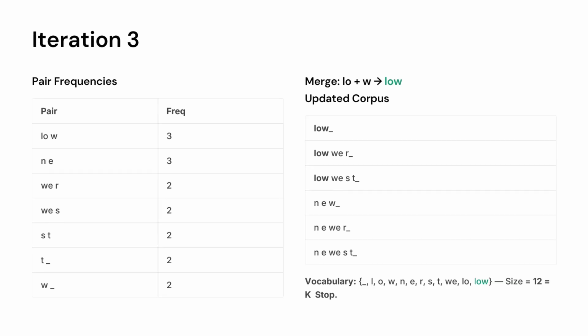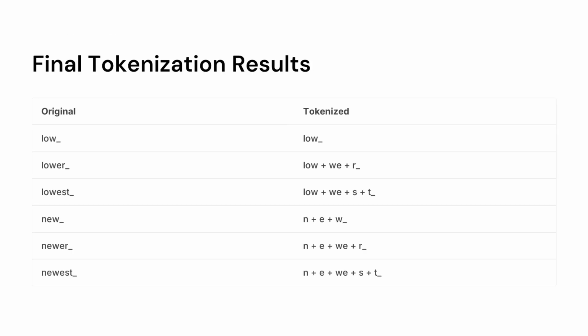Here you can see that after updating the corpus with L and O, the pair LO plus W has the highest frequency of 3. Again, N and E also have a frequency of 3, but it depends on which one you want to take. So here we have taken L, O and W together and updated the corpus. Now the vocabulary size increases to 12, and so here we stop our algorithm. And this is our updated corpus.